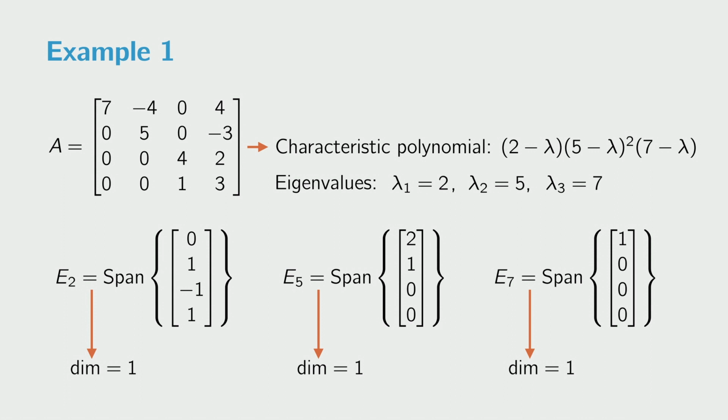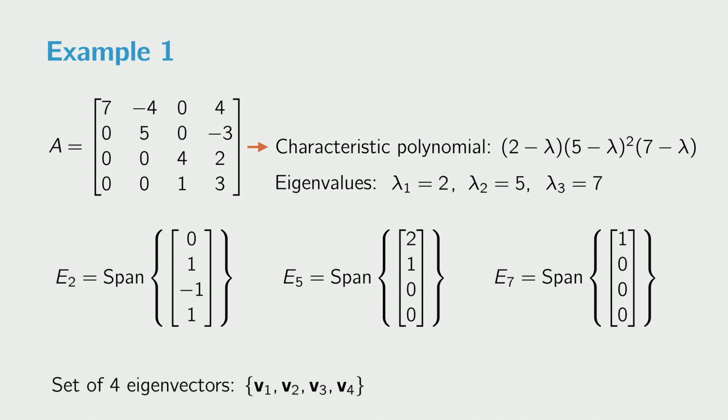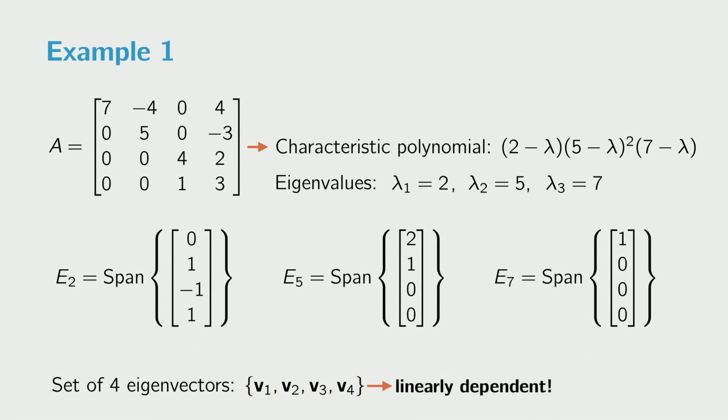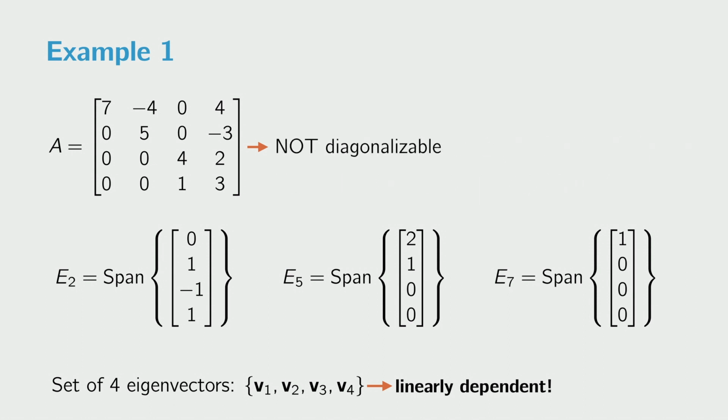So why is this a problem for diagonalizability? Well, try to build a set of 4 eigenvectors. Each eigenvector must be contained in one of the eigenspaces. So each must be a multiple of one of the 3 basis vectors on the slide. That means that at least 2 of the vectors v1 to v4 are a multiple of the same basis vector. So the set of 4 eigenvectors is linearly dependent. The point is that since the dimensions of the eigenspaces don't add up to 4, there just isn't enough room for 4 independent eigenvectors. So indeed, the matrix is not diagonalizable.